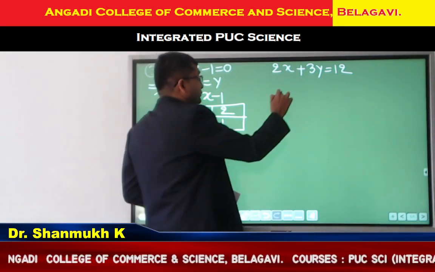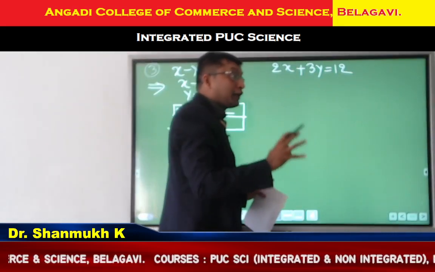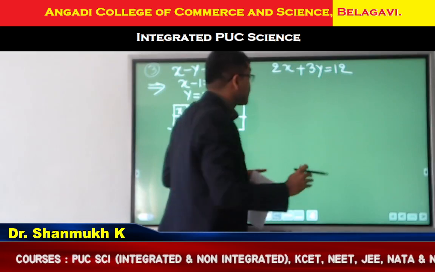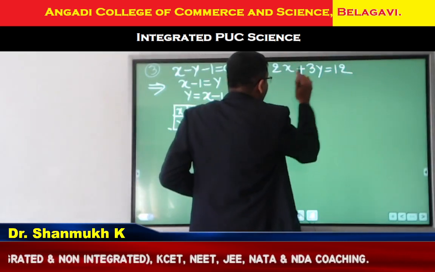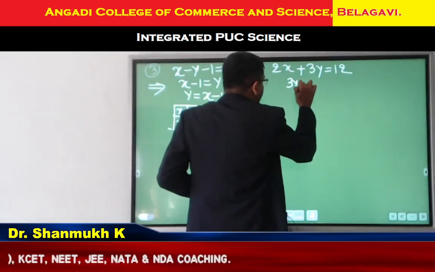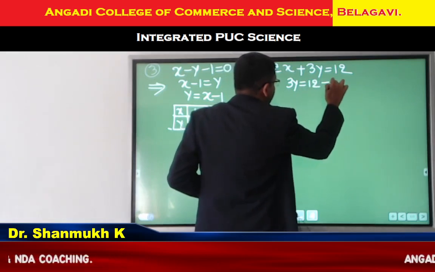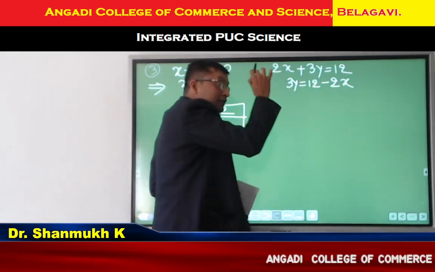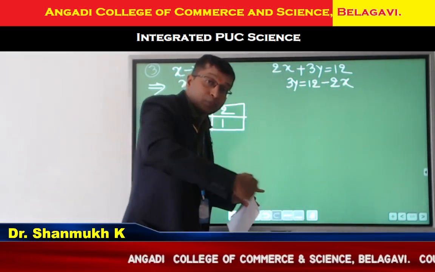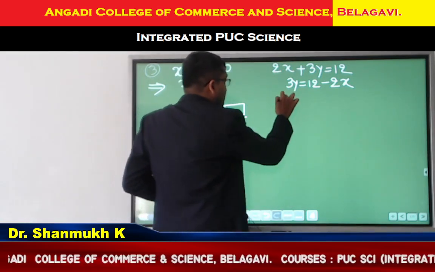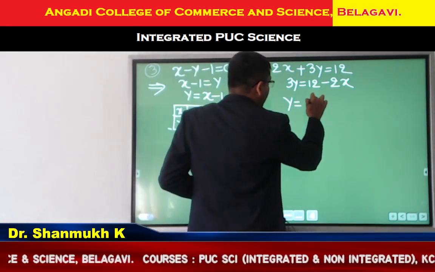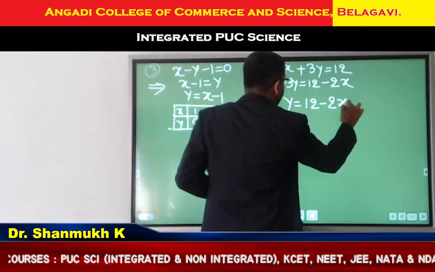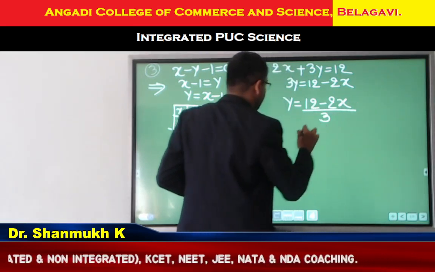So one more equation we have. Try to write a solution for y step by step. Transposing plus 2x, we get 3y equal to 12 minus 2x. Now 3 is multiplied with y, so transposing it becomes a division: y equal to 12 minus 2x divided by 3.